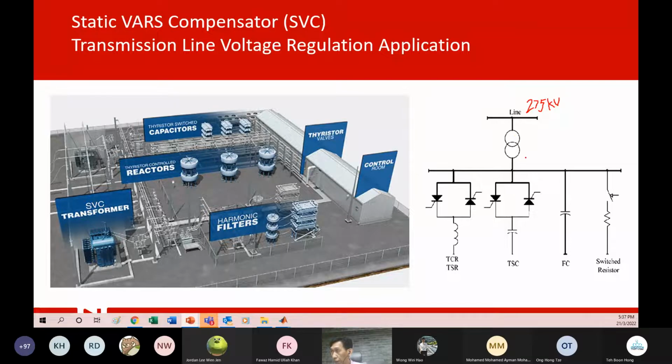Okay, so they can either step down to 11 kV, 33 kV, and so forth. They don't step down to LV. So they're from HV, okay, and they step down to MV. Okay, step down to MV. So LV is anything that is less than 1000 volt. So in practice, this is how it looks like.